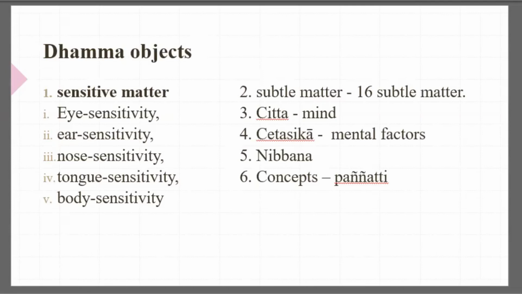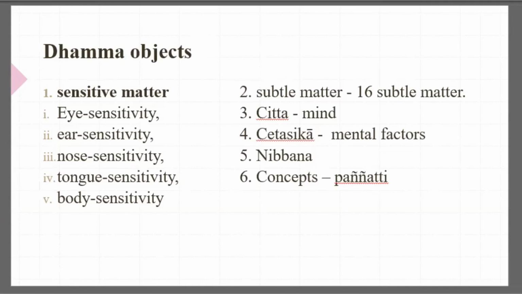Then Citta, mind, we have already learned 89 or 121. Cetasika, mental factors, how many? There are 52. Then Nibbana, and concepts. Concepts in Pali is Paññatti. Those are the Dhamma objects.